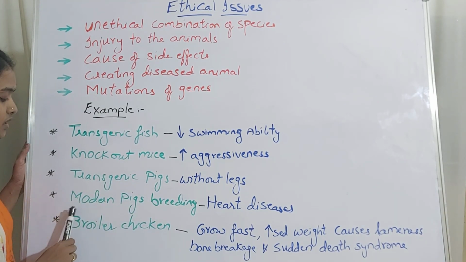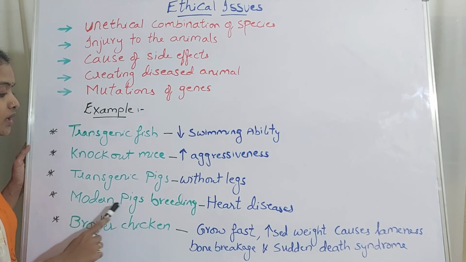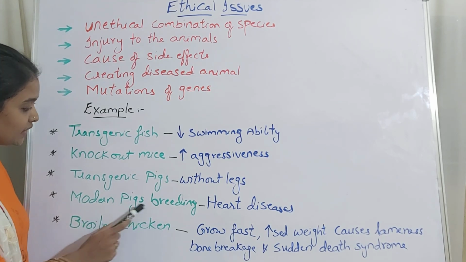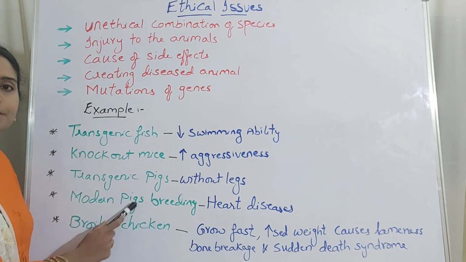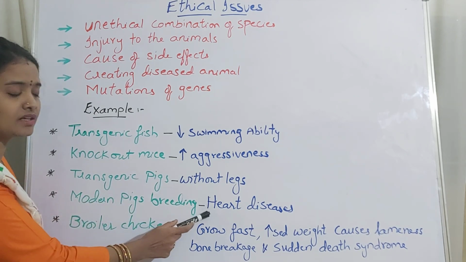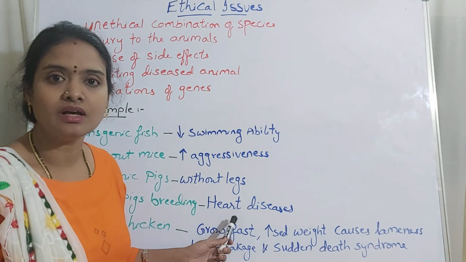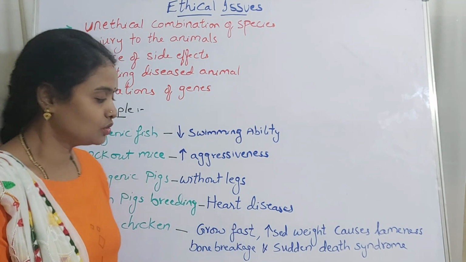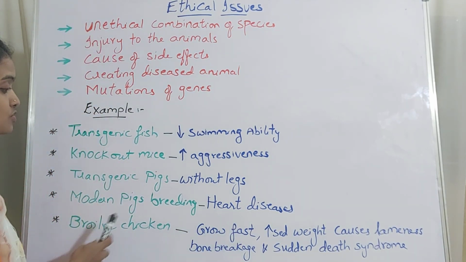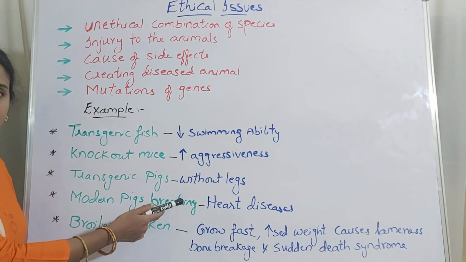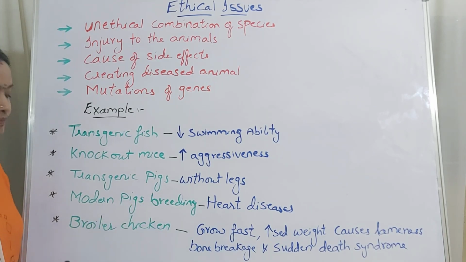Then coming to the next example, modern pig breeding. The breeding process among the modern pigs, what has it resulted in? It has resulted in heart diseases when the animals were highly active, right? During their active condition, the animals were getting heart diseases or had heart attacks and they died.